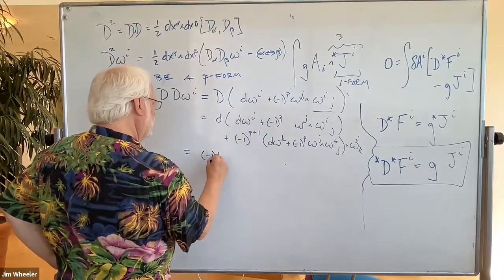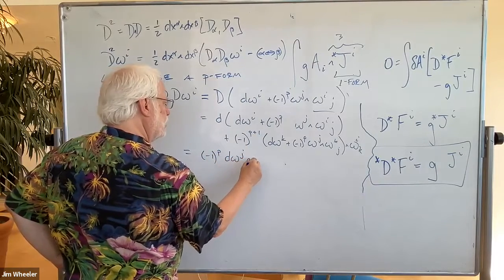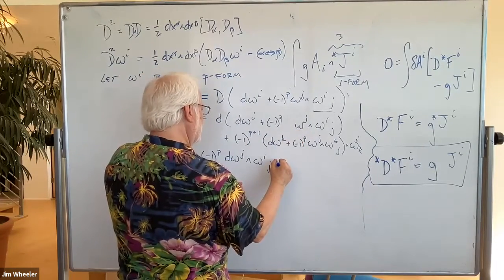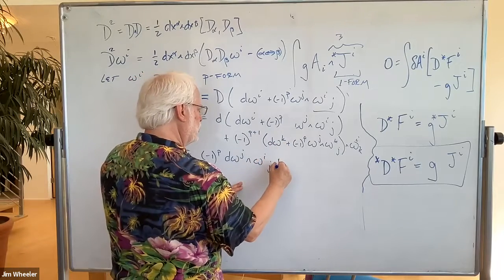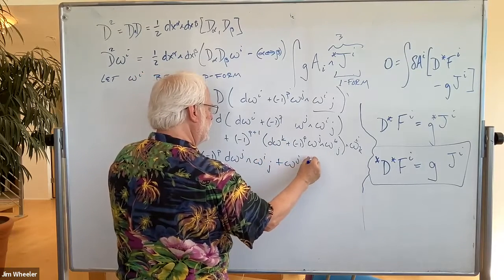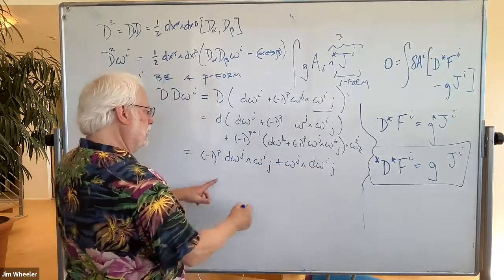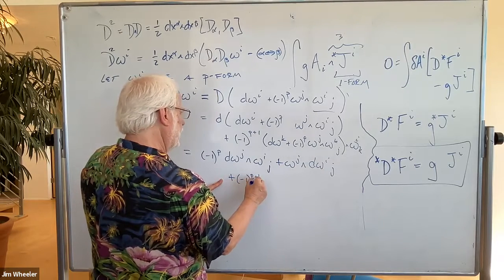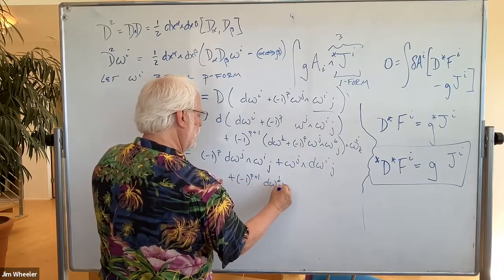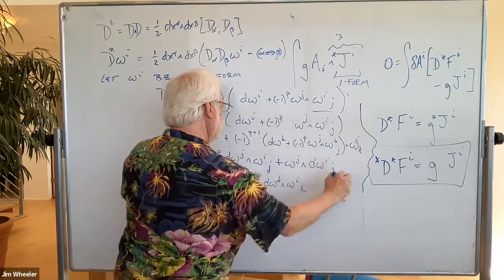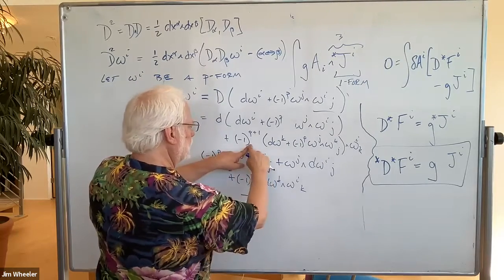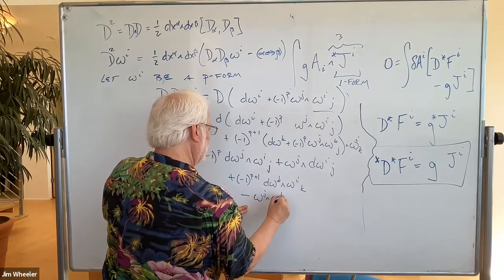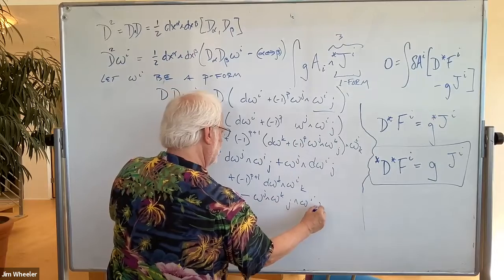Then we have -1 to the P, D omega J wedge omega IJ. And then passing a P form, I get another -1 to the P. That's going to just give +1. So we'll have plus omega J wedge D omega IJ. Then here we have -1 to the P plus 1, D omega K wedge omega I K, that's these two. And then we have minus the P times the P plus 1, 2 omegas J wedge omega K J wedge omega I K.